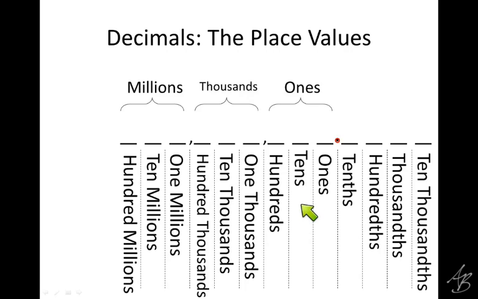Okay, so going to the right, we had tenths, which is 1 over 10. We had hundredths, which is 1 over 100. 1,000ths. Then after that, 10,000ths, and then 100,000ths, and millionths, and it just keeps going to the right. And it has the same groups going to the right as it does to the left. It's just fractions. Okay?